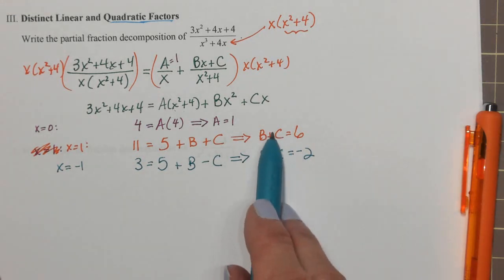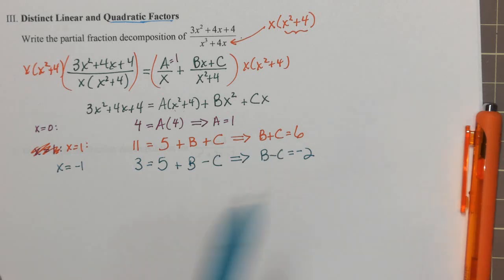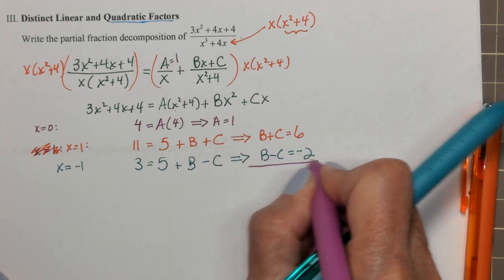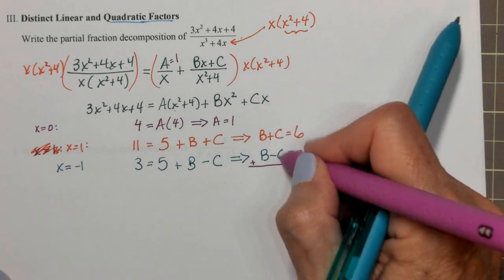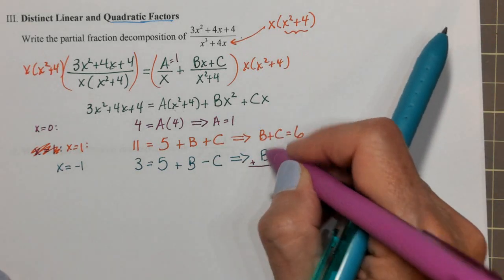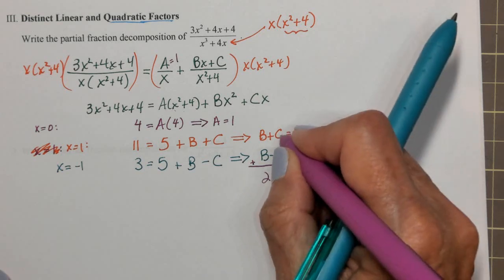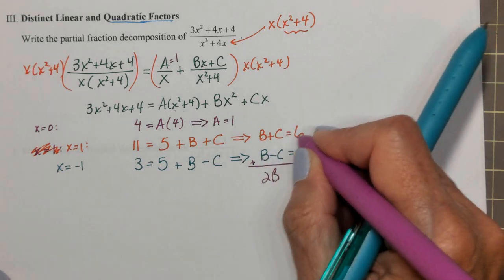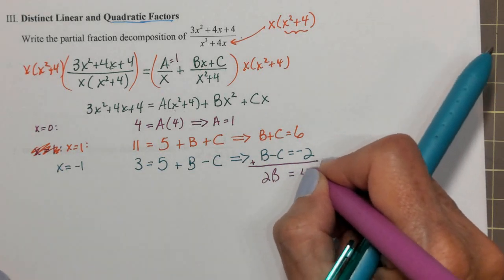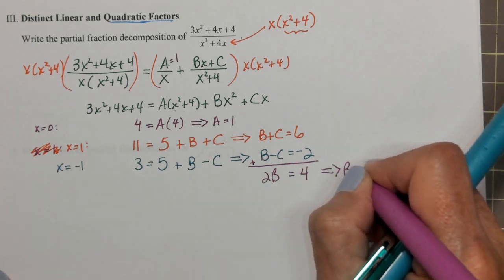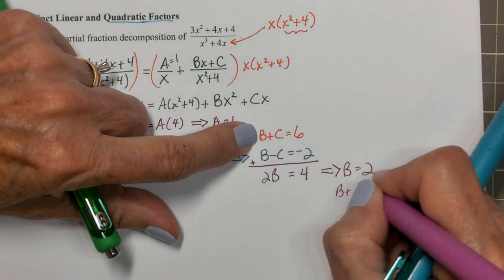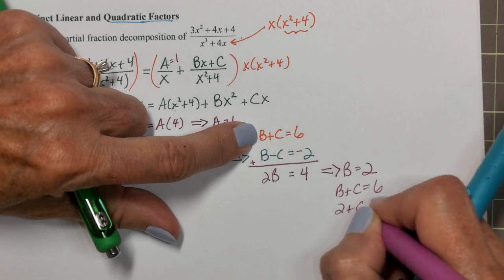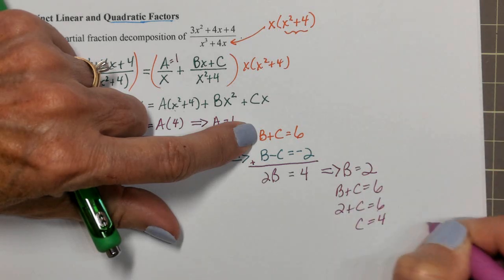Now this is good because I have two equations and two unknowns, so I can find the values of these unknowns. I'm going to add the two equations together. You see I lined them up nicely. I'm adding the two together because that'll get rid of the c's. B plus b is 2b. C plus negative c is 0. 6 plus negative 2 is 4. This tells me that b must be 2. I know that b plus c is 6. So 2 plus c is 6, so c must be 4.